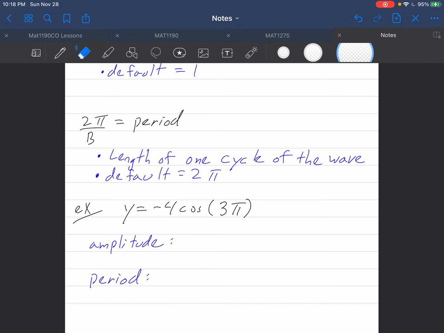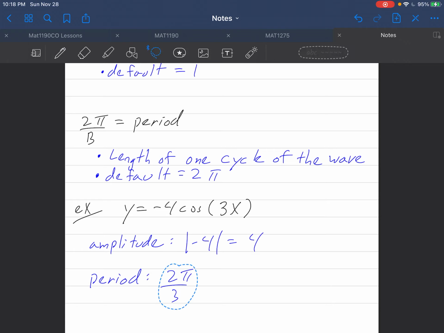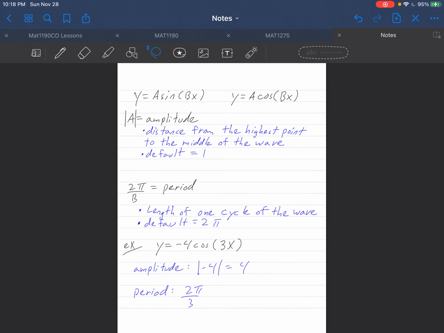I'll rewrite this. Let's take a look at calculating some values here. If we see something like this, one thing that I'm missing is this is incorrect. That should be an x, not a pi. Sorry about that. So y is equal to -4 cosine of 3x. The amplitude here is going to be calculated by the absolute value of -4, which is +4. And the period is going to be equal to not 3, but 2 pi over 3. And that's all there is to it. If you can simplify this, then you should. But since we can't, then we won't. And these are our values, right?